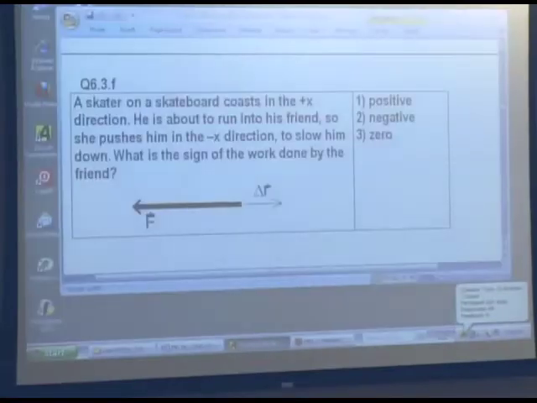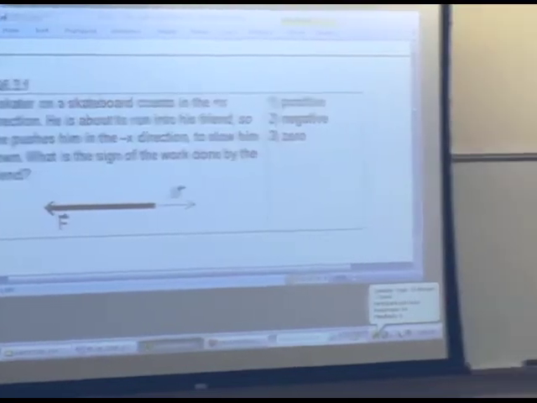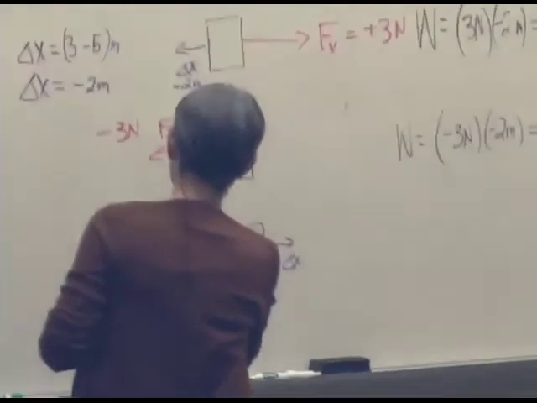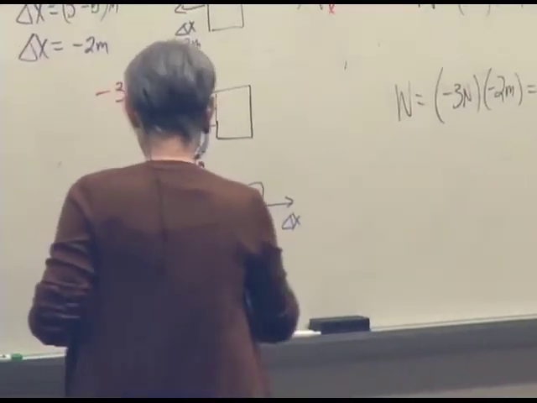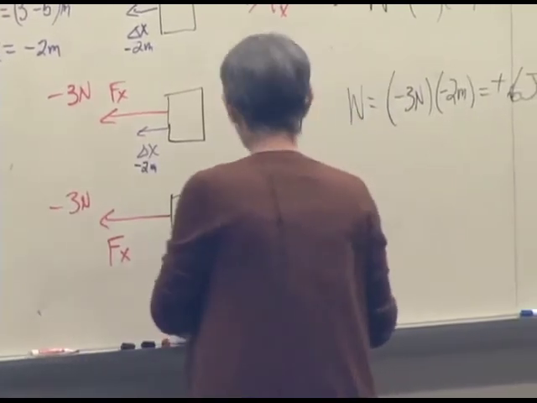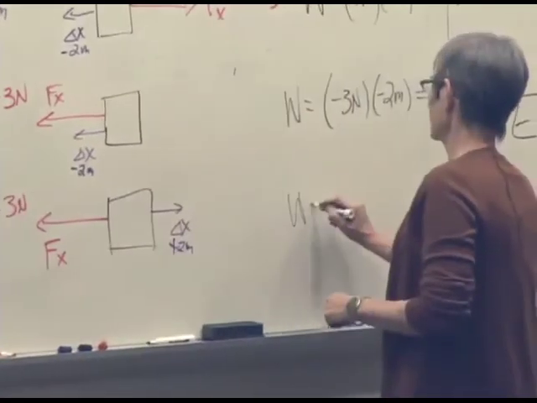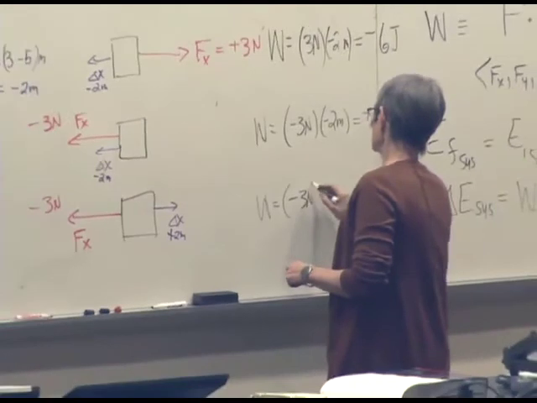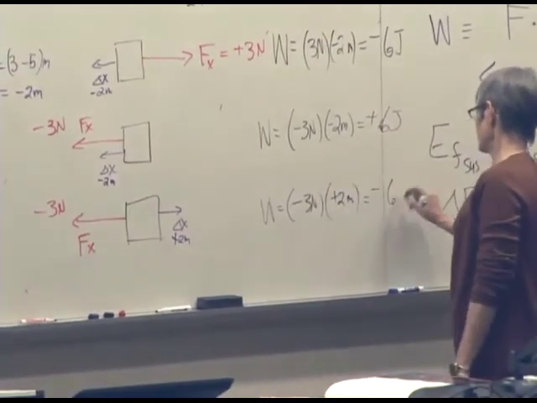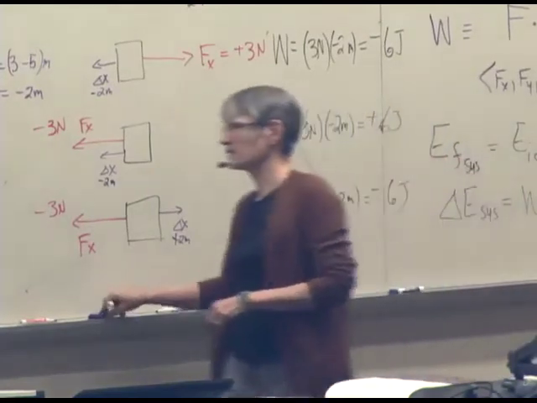Okay? Most people say positive. Wait, negative, sorry. It was 2. So we have negative 3 newtons, plus 2 meters, negative 6 joules. So let's see if we can summarize this.